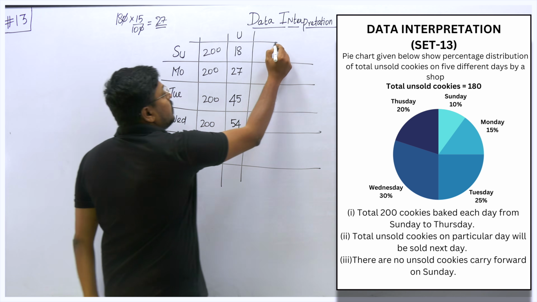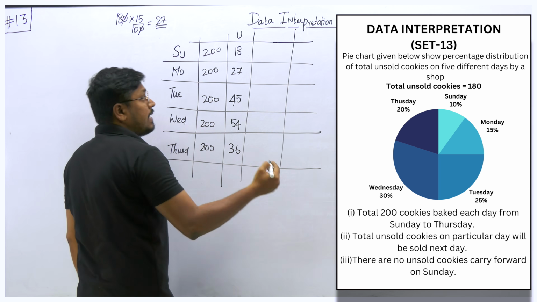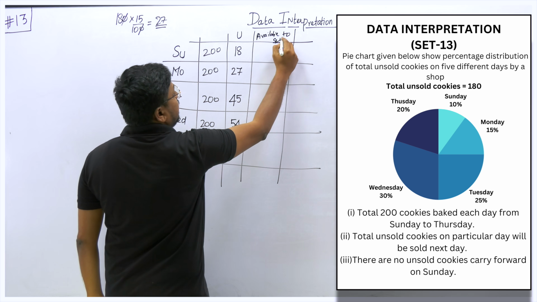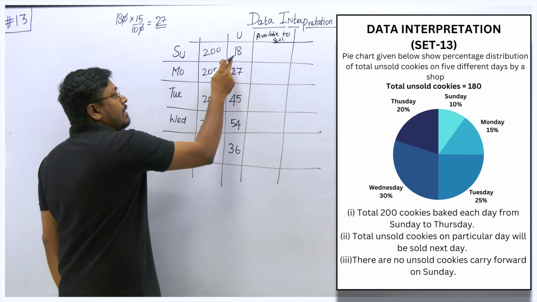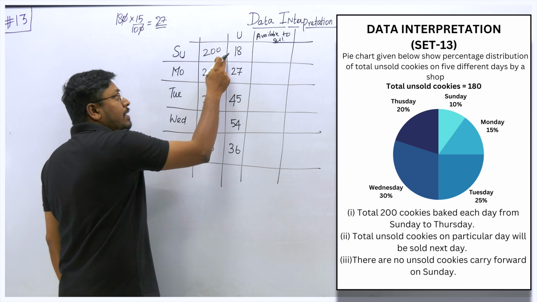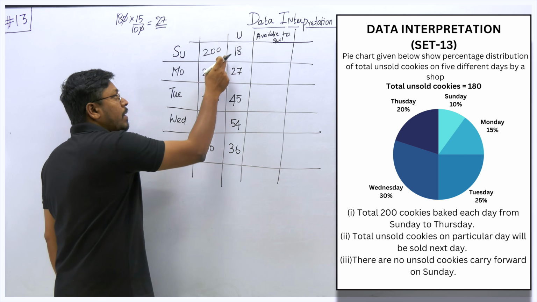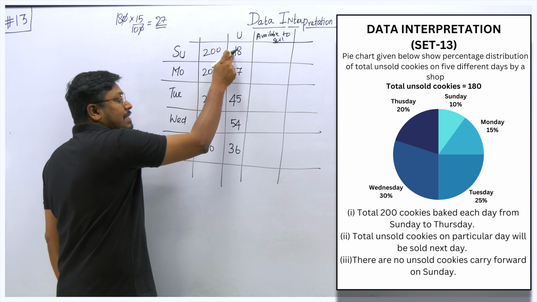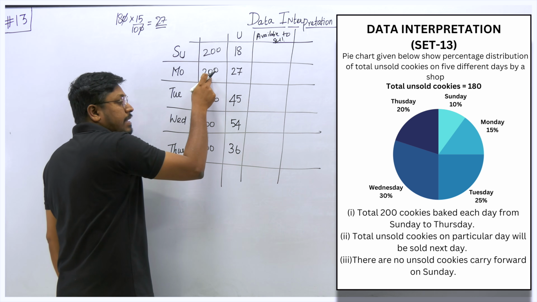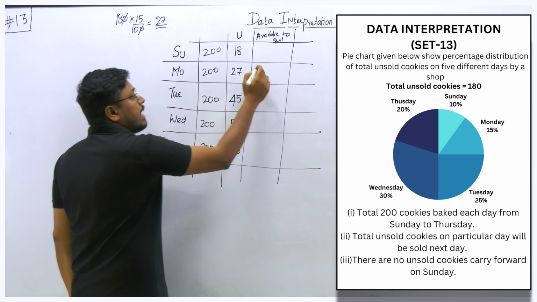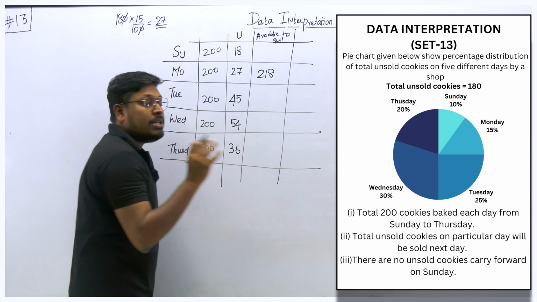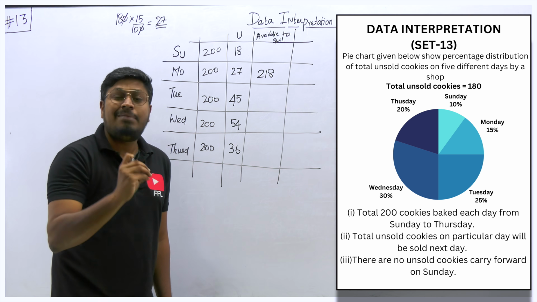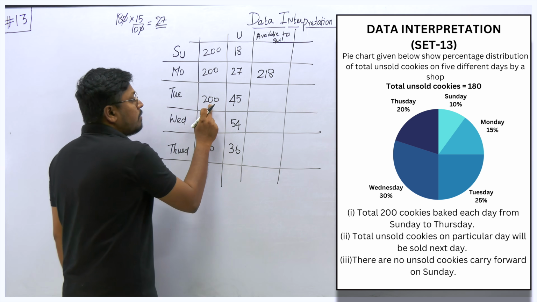So now the total cookies that are available to sell, right? Now you can just listen here. This 18 will be added to Monday. Yes or no? Why? Because it's a carry forward. The cookies that were not sold on Sunday will be added to the next day. So if you add 200 plus 18, 218 will be the total number of cookies available to sell on Monday.